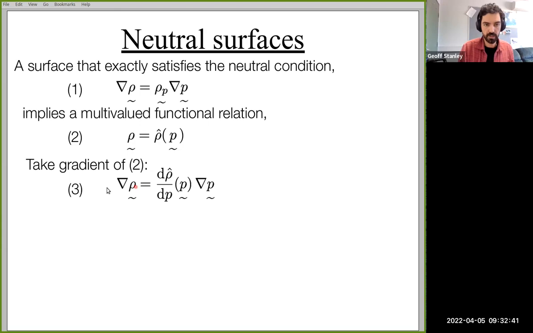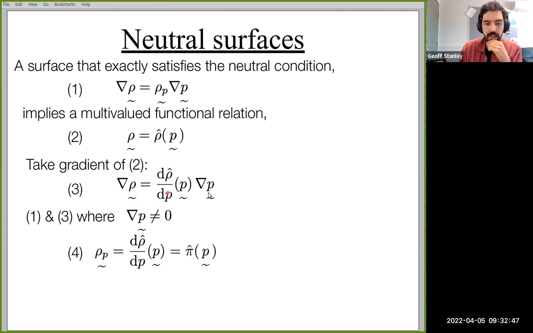Okay, so now if I'm going to combine equation 1 and 3 here by equating the left-hand sides, and I do this at places where grad p is not 0, so away from the saddle points and the extrema, then I'll find that this d rho hat by dp, the derivative of rho hat, is just equal to the compressibility from up here. So that means that d rho hat by dp is also a multi-valued function of pressure. So we'll give it a new symbol. We'll call it pi hat. So pi hat of p gives you the compressibility at any p, and it's multi-valued.